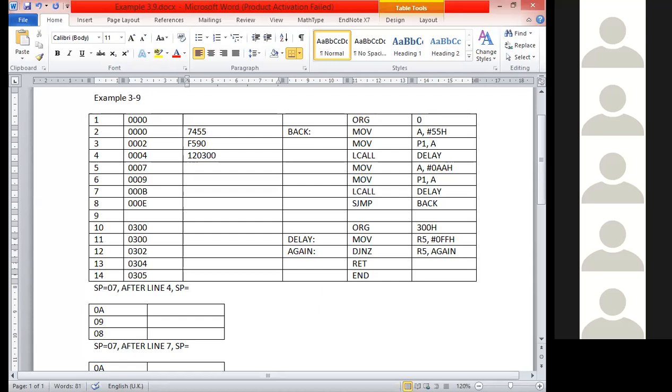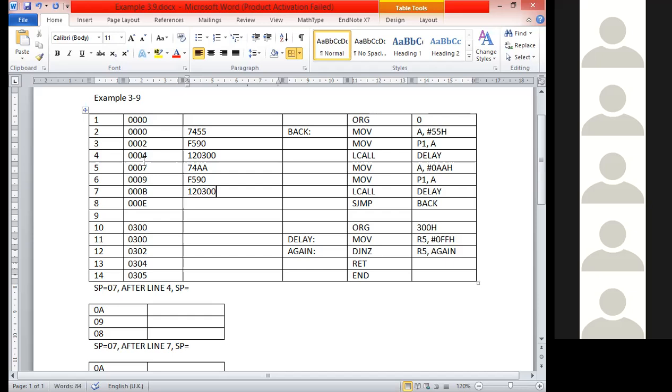It will be 0300. For the next one, it will be 74, and of course the value is there, so the value will come. The next one is again the same, F590. After that, we have got another lcall. Definitely both the lcalls are exactly the same, and will go to the exact destination. So the opcodes will also be the same.